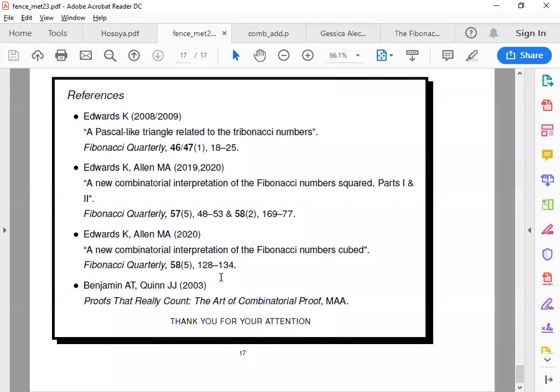So just a few references. My co-author was the first person to come up with this idea of fences, and that's his first paper. This work is actually a generalization of our two previous talks, one on Fibonacci numbers squared and one on Fibonacci numbers cubed. And of course, for more details on combinatorial proof, I refer you to Art Benjamin's book.